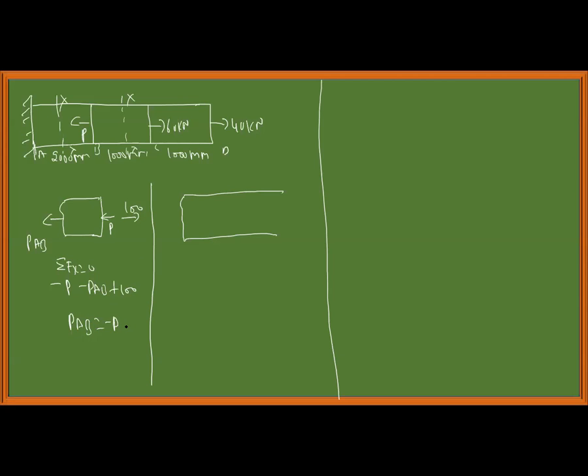One minute, PAB is equal to minus P plus 100. Oh, sorry, take the right hand side. Sorry. Minus P plus 100.